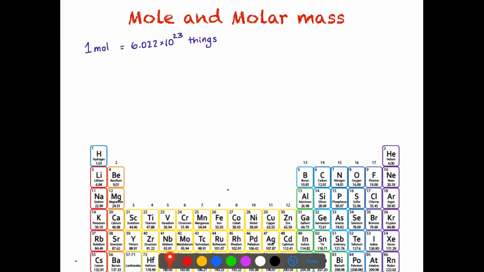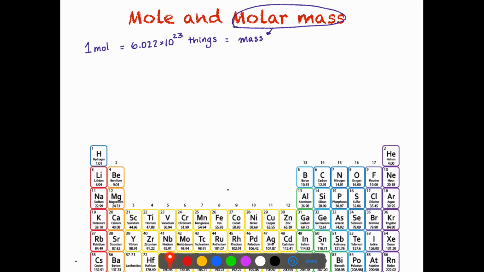Okay, now what is molar mass? Molar mass is the mass of a mole of things. So you can say this is the mass of 1 mole of things, how much they weigh. That's what we mean by molar mass. Let's say you have carbon atoms. How do we get the weight, or the mass, of a mole of carbon atoms?